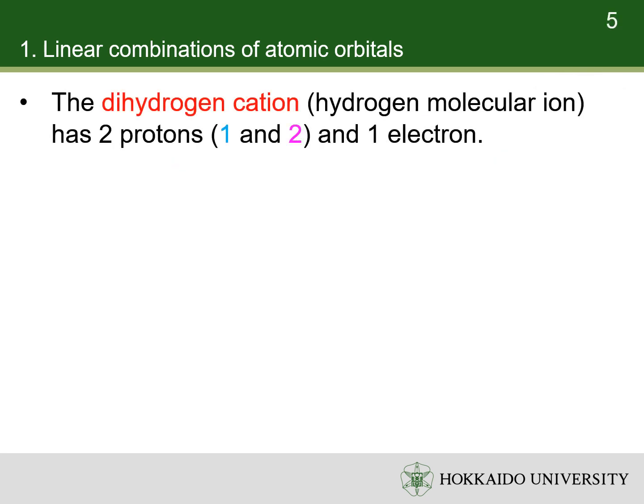The simplest molecule or molecular ion is dihydrogen cation or hydrogen molecular ion. It consists of two hydrogen nuclei, protons, sharing a single electron. The two fixed protons are labeled 1 and 2. The distances between the electron and the nuclei are denoted R1 and R2.